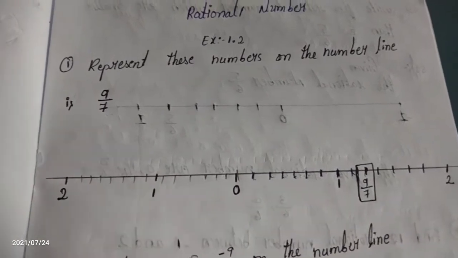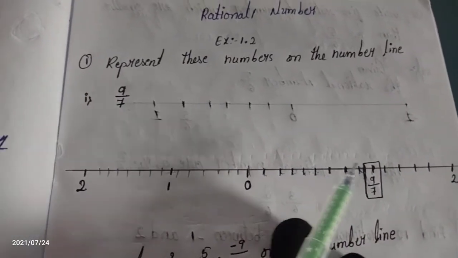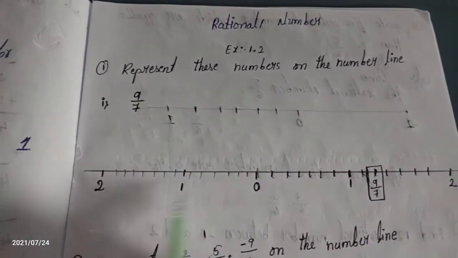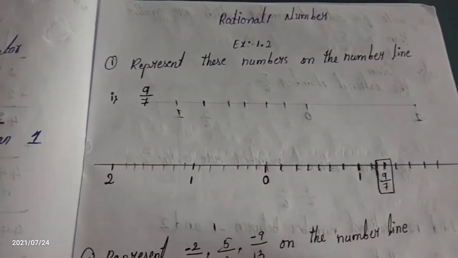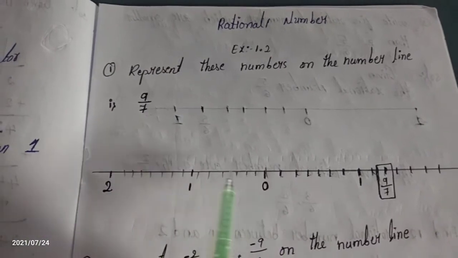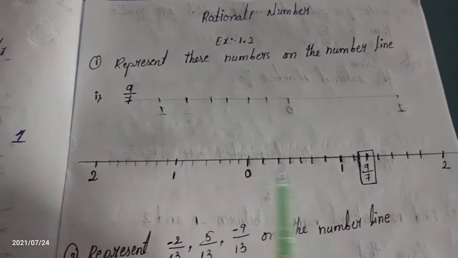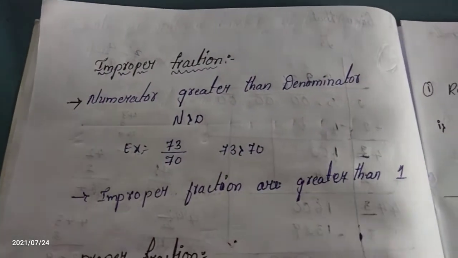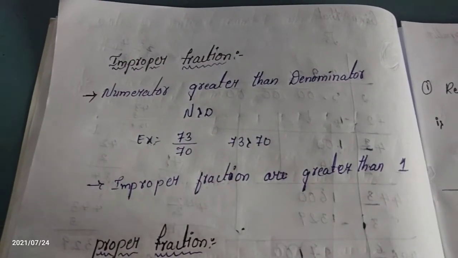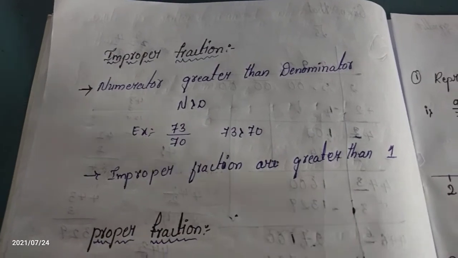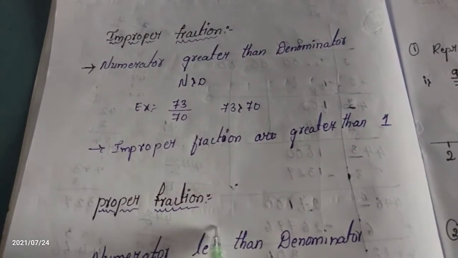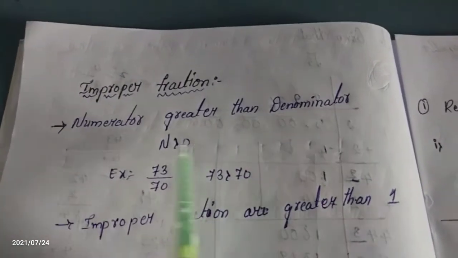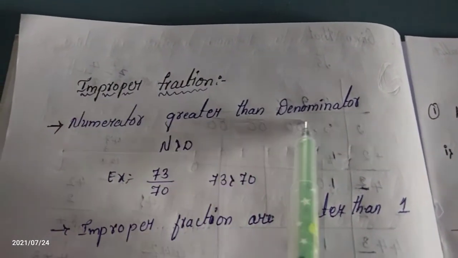Before solving this question, we have to know some points with the help of which we can draw the number line. With the help of those points, we know how many numbers we have to take on the number line. To represent any fraction, we have to know about improper and proper fractions. What are improper and proper fractions? First, an improper fraction is one where the numerator is greater than the denominator.